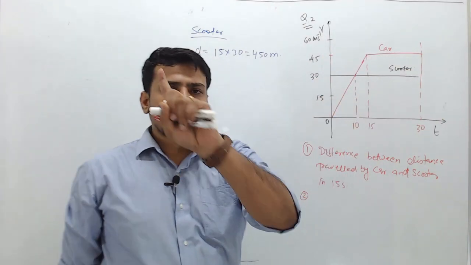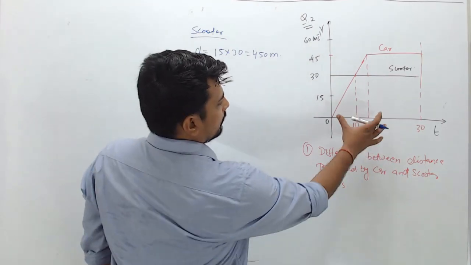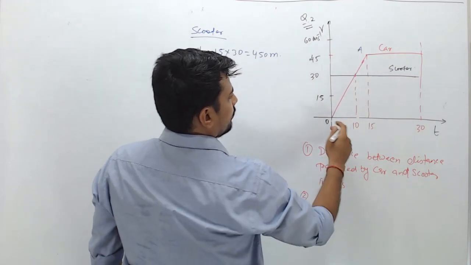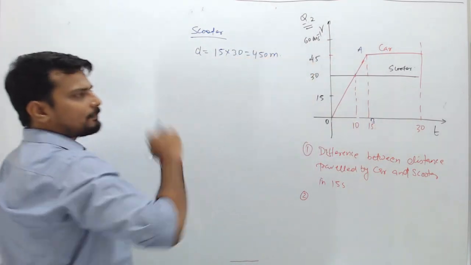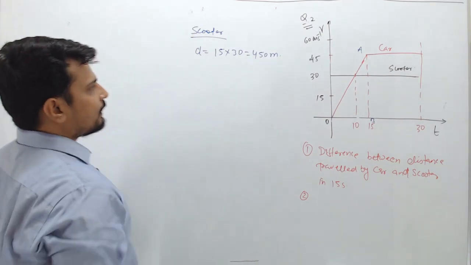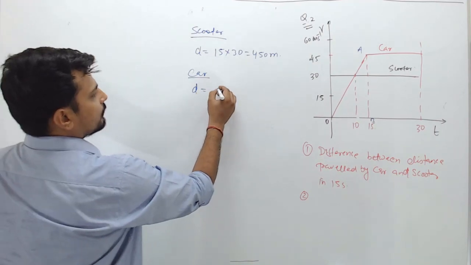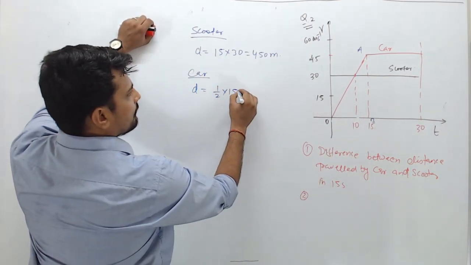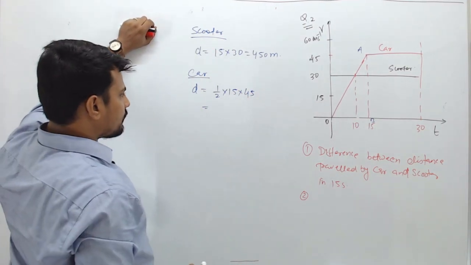Coming to the car, we know that the area under velocity time graph gives you the displacement. The area under velocity time graph gives you displacement. The area of this triangle, let's say OAB, would give you the displacement of the car in 15 seconds. Well, that's a triangle. So for the car, that should be how much? Half times base, base is 15, times height is how much? 45.